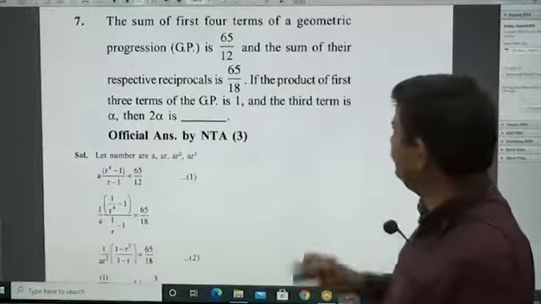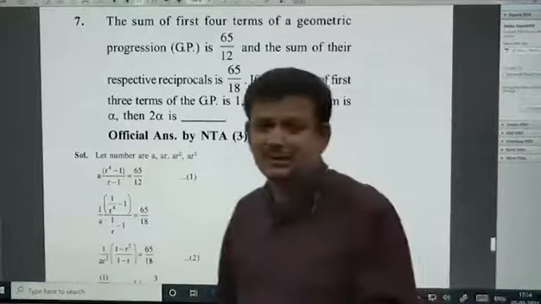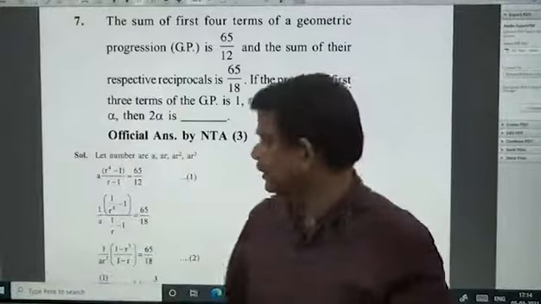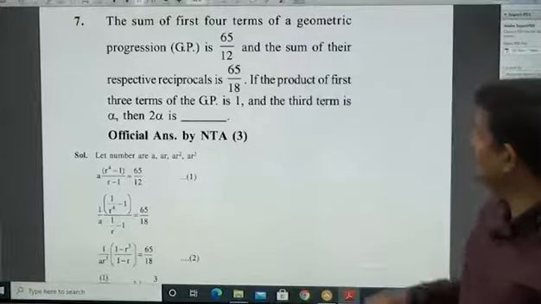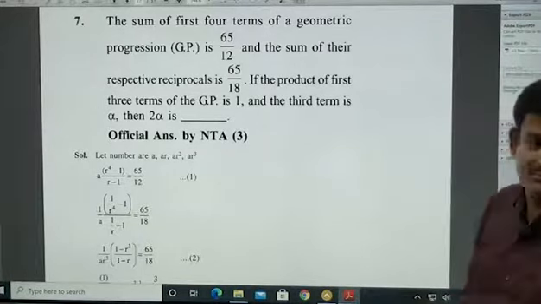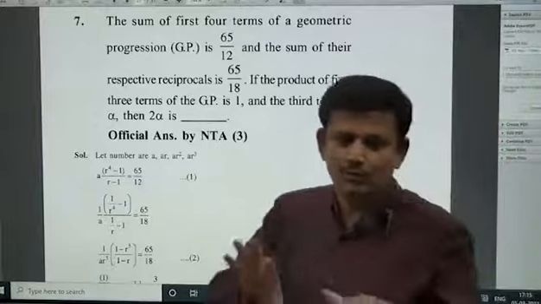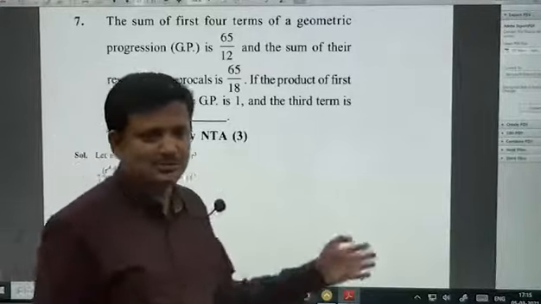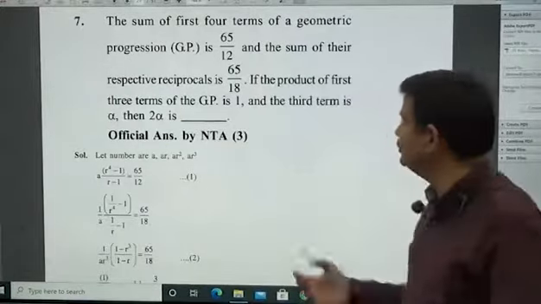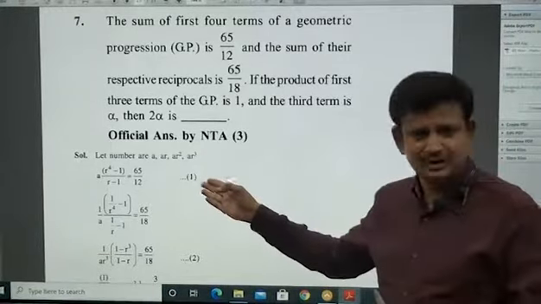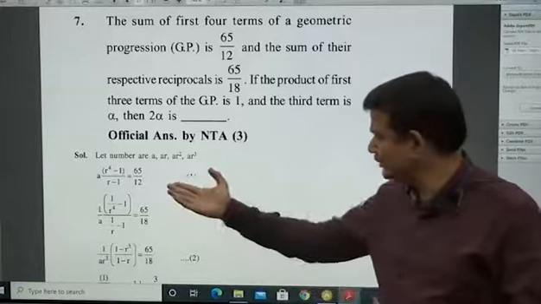First 4 terms of a geometric progression. How will you assume the first 4 terms of a geometric progression? A by R cube, A by R, AR, AR cube. Common ratio is R square, not R. Once you assume it that way, product will be... Acha, product is not mentioned, so there is no use. Only when he talks about the product, that type of assumption will make sense. Otherwise, you can assume a normal GP: A, AR, AR square, AR cube. He is only asking about sum, so you can assume it this way. That also you can do, absolutely no problem. You can choose between the both.